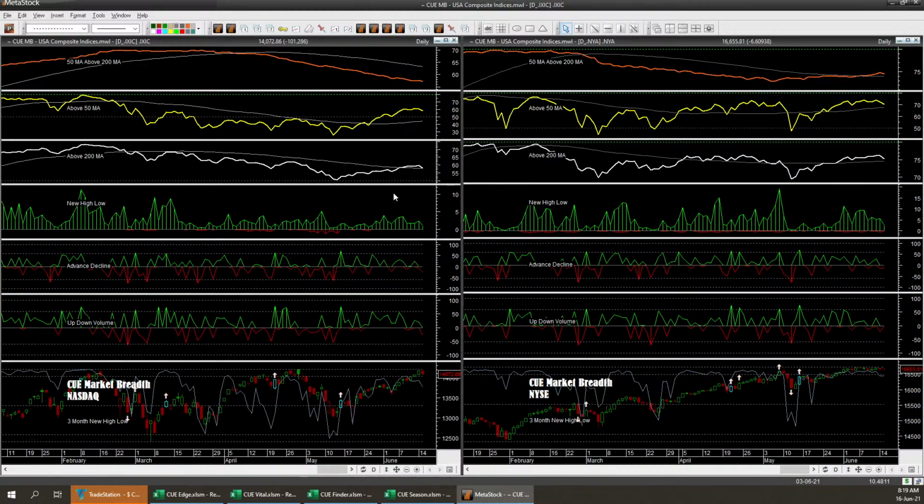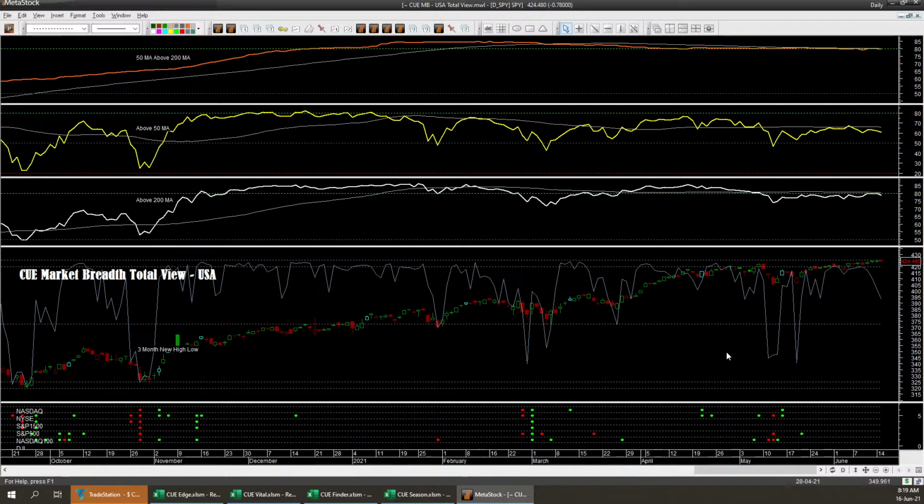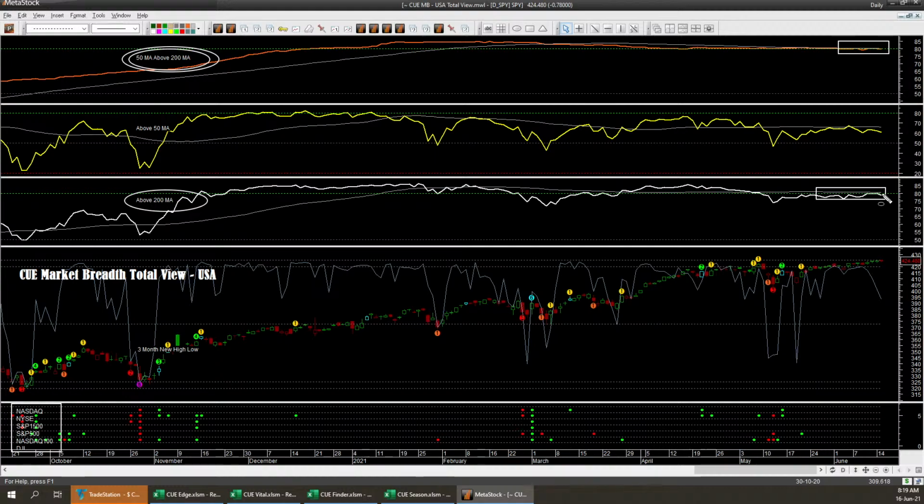Let's now look at the extremely valuable, in my view, total view, which has everything Q has and more. This combines the insight from two composites, four major indices in a single chart. Percentage of stocks where 50 MA is above 200 MA is still hovering at a very high level, 80%. Percentage of stocks above 200 MA is hovering around the 80% level as well. So both are at an extended level.